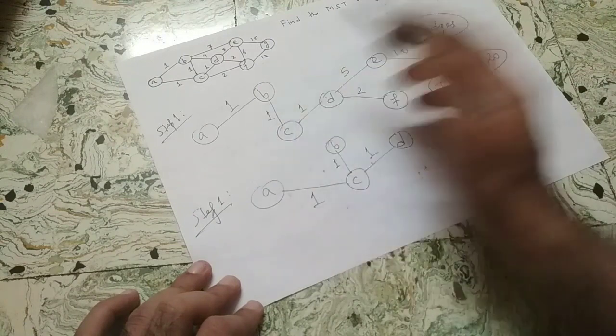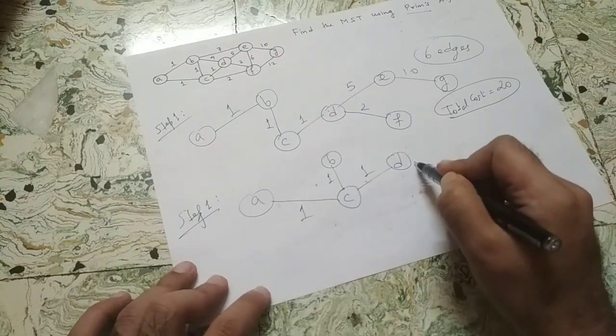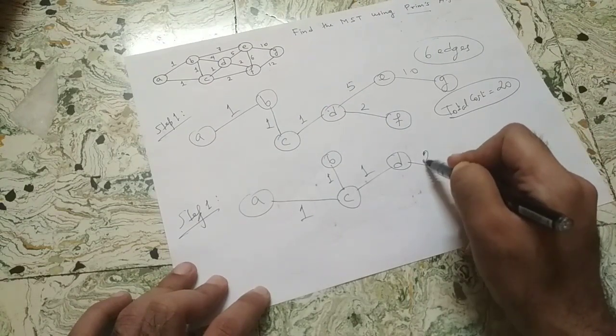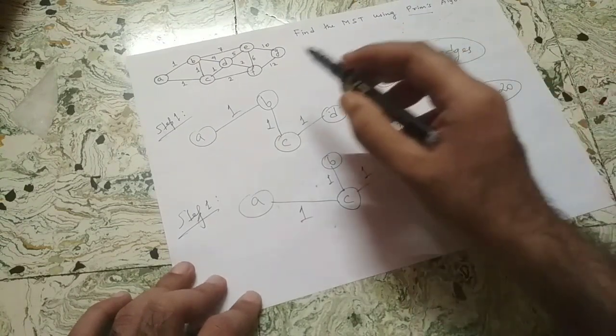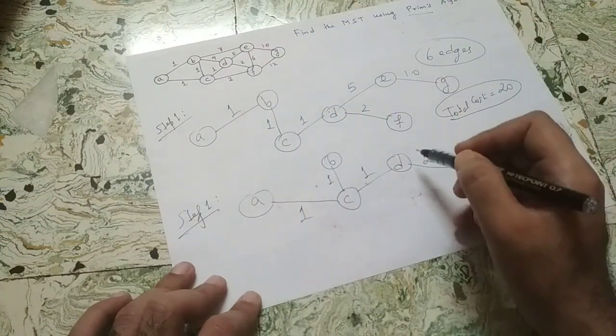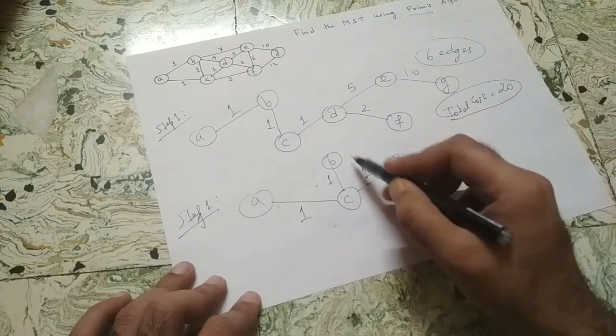Now the next edge that I can consider is the edge connecting D and F. Now that one is very much allowed because it will lead to a new vertex. Now the next edge to consider is the edge having a weight 4. But if I add this edge connecting B and D, it will not lead to any new vertex. So I'll not consider it.